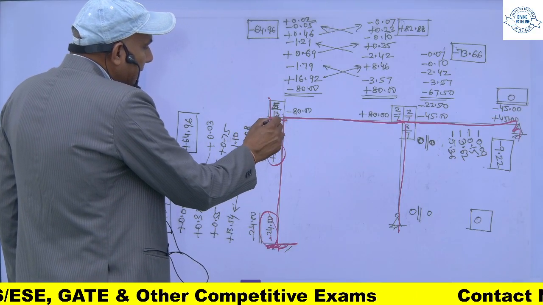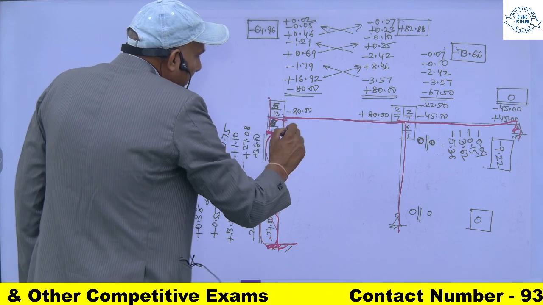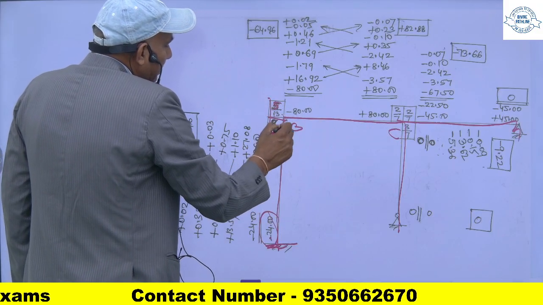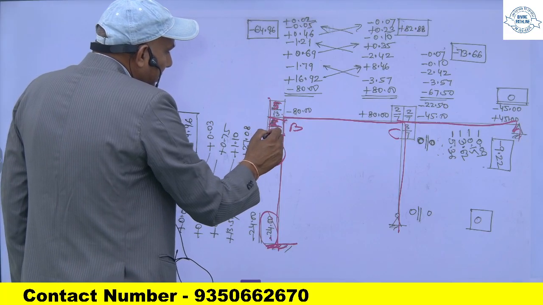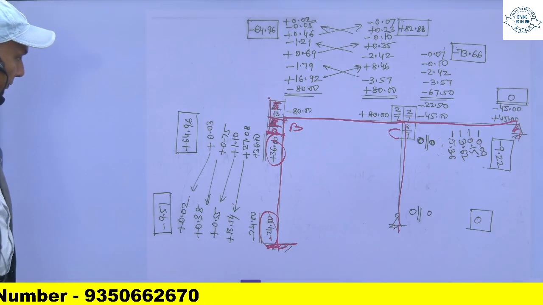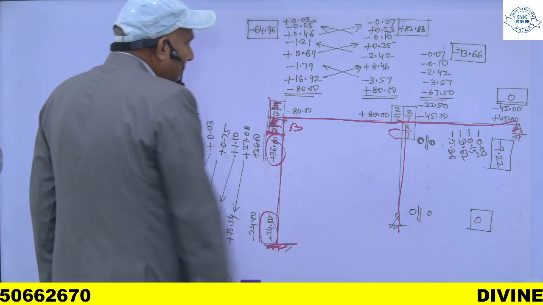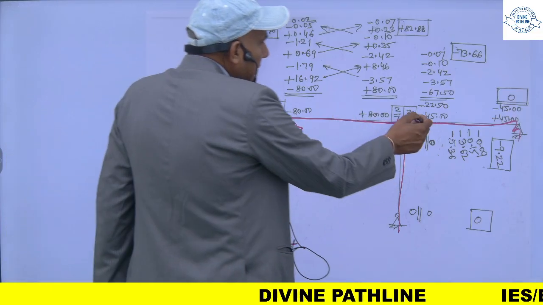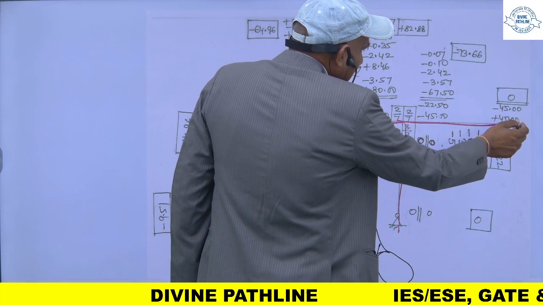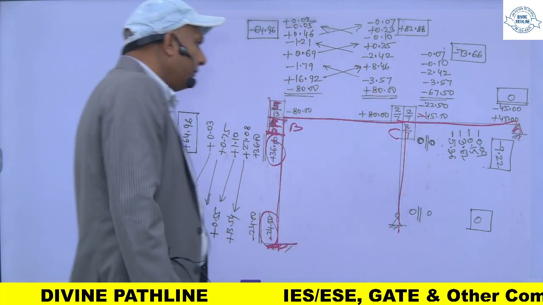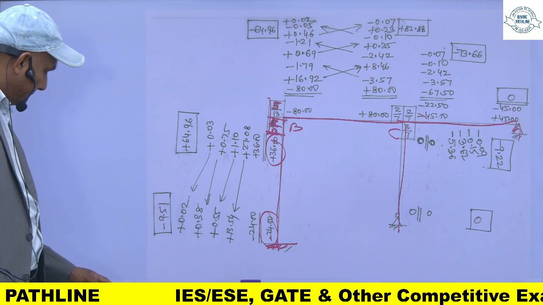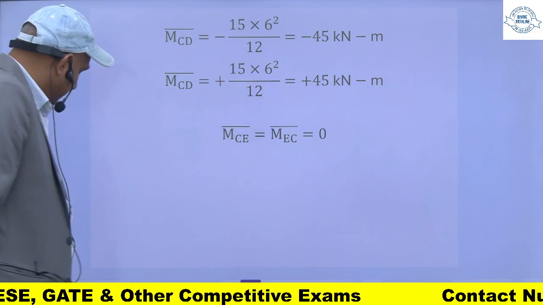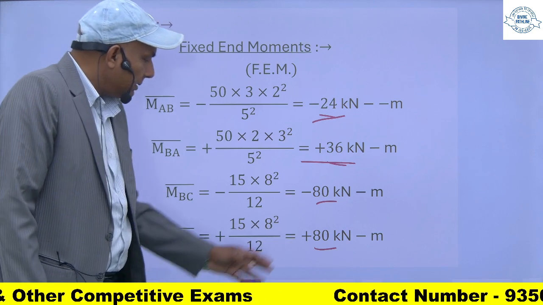And these are my distribution factors. For this member it is 8 upon 13, and for this member the distribution factor is 5 upon 13. For this member it is 8 upon 30, and the fixed end moment at this joint is, for CB it is plus 80, and for CD it is minus 45. So this is minus 45 plus 80.